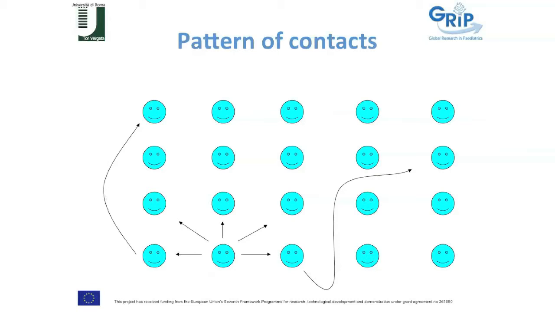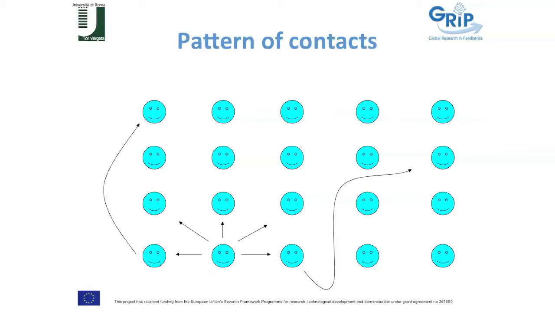Now, another point which is very important in the transmission and in the dynamics of an infectious disease is the pattern of contacts among individuals. People move, people meet other people, and when you have a disease which is transmitted from one person to another, the pattern and the number of contacts is extremely important to predict the spread of infection.